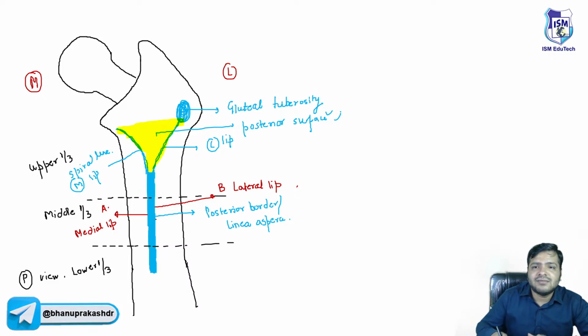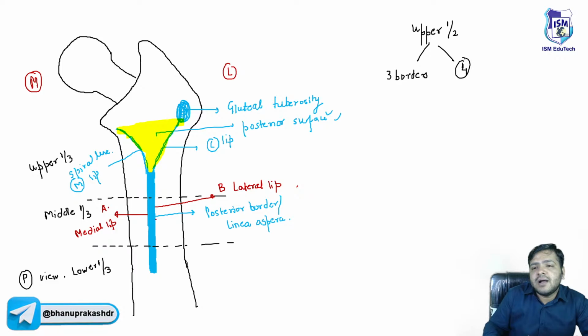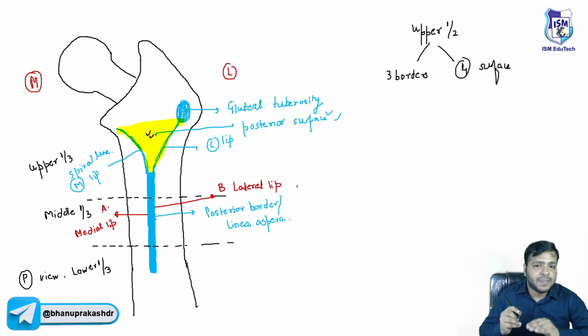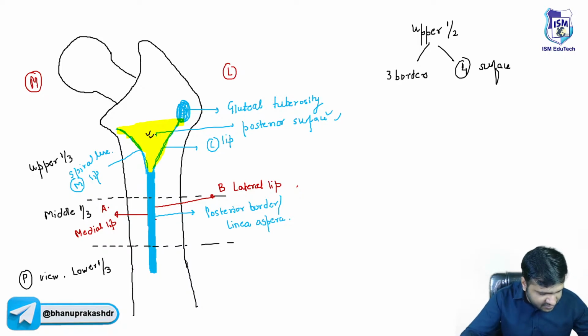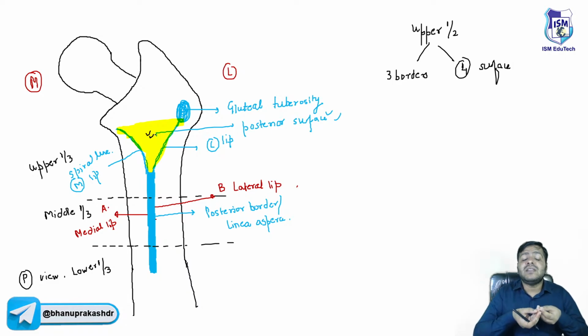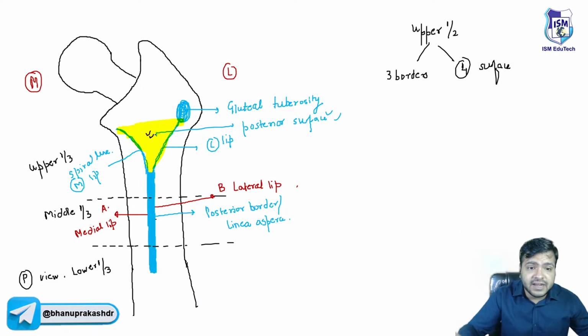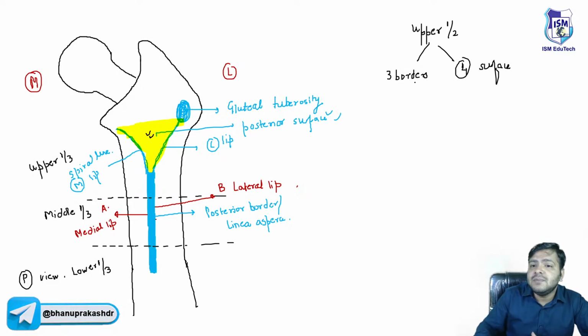Now the posterior surface has come in separately. If I talk about the upper half, beta, in the upper half we have three borders. Borders will remain the same, but now surfaces will become four. And how did they become four? You know this posterior surface has come in separately. Why is this posterior surface formed? Because the medial and the lateral lip bifurcate. They split into two parts, creating a surface on the posterior side, and that is why it is called the posterior surface.